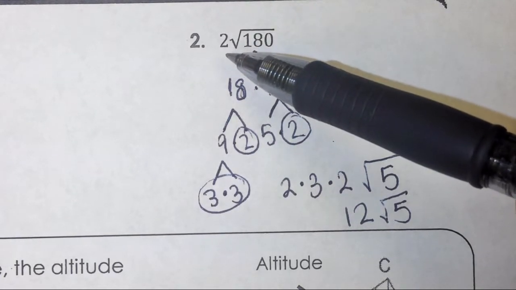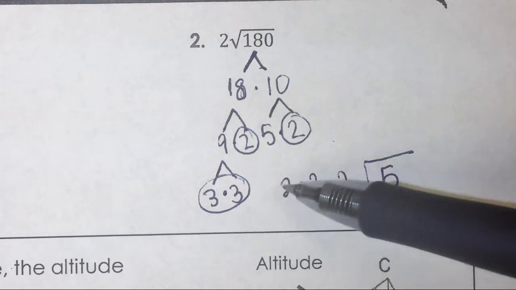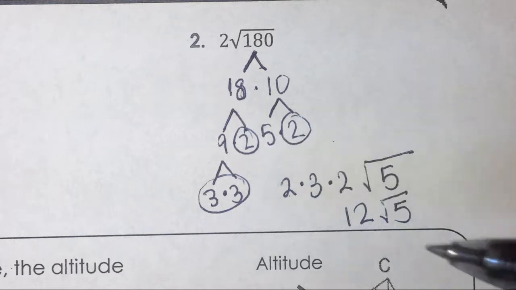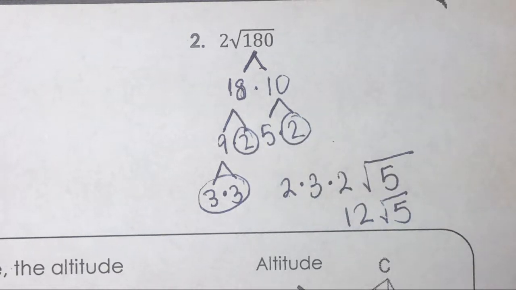There was a 2 already out. So it's 2 that was already out times the 3 that came out times the other 2 that came out. Y'all okay with that? I hope so.